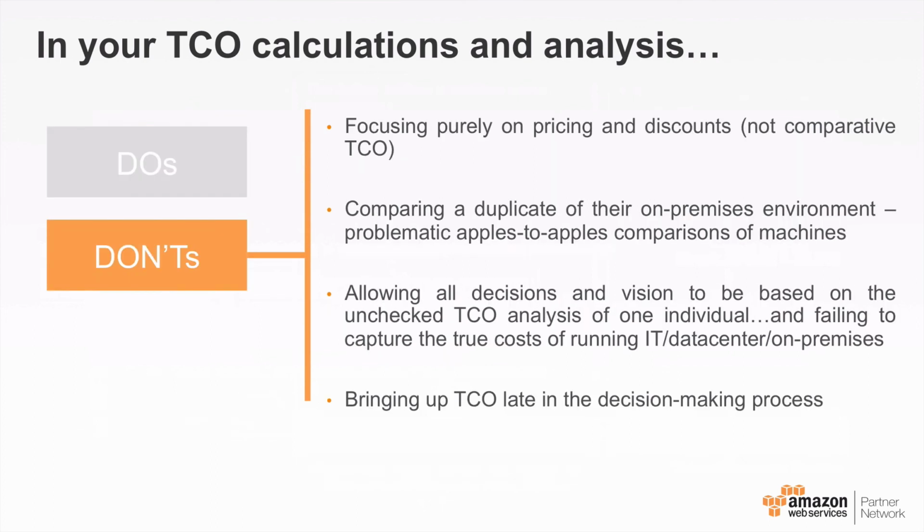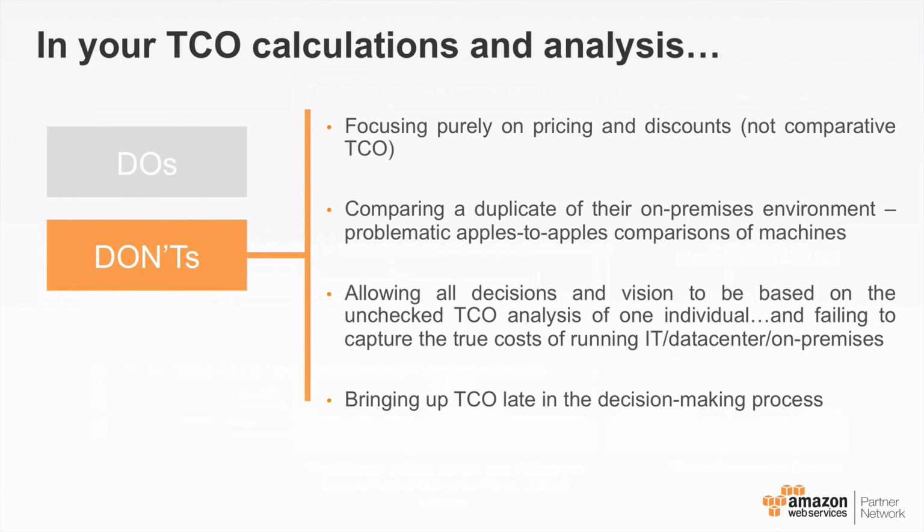Things that you should not do. So don't focus purely on pricing and discounting. Make sure that you understand a comparative TCO. You're making a decision here about something that already exists or is going to exist with a set of different delivery options, and you want to compare that against AWS and illustrate that there is a total cost of ownership benefit and a set of other benefits in delivering this particular application or workload using AWS. It's not purely about the unit cost of particular resource types, and neither should it be.